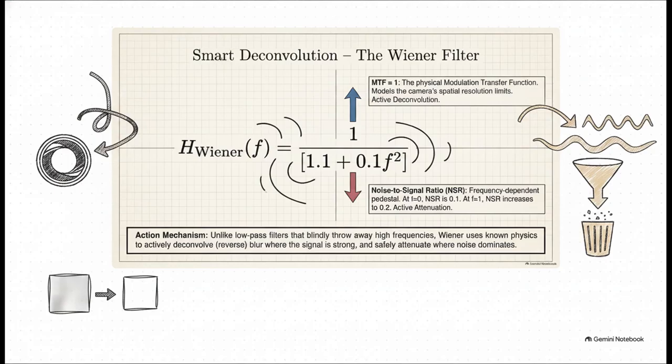Instead, it actively uses the camera's known physics, the MTF or modulation transfer function, paired with a frequency-dependent noise-to-signal pedestal. By calculating exactly where the signal is strong versus exactly where the noise is dominant, it can actually deconvolve, or essentially reverse, the blur while safely tossing out the garbage data.